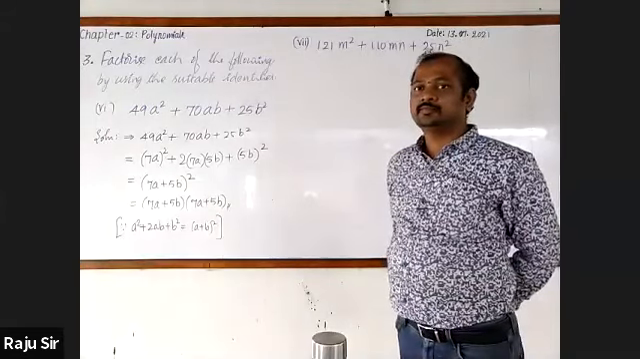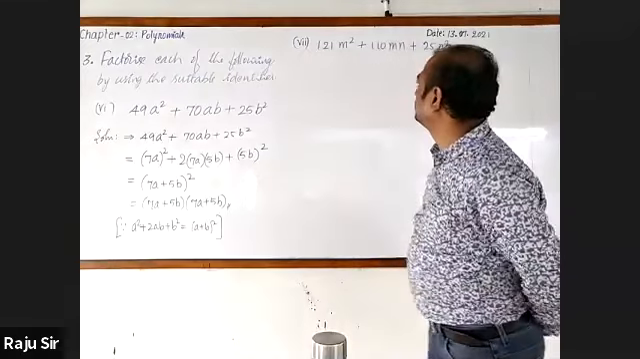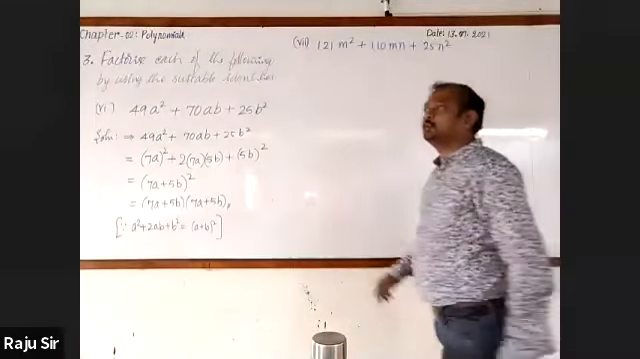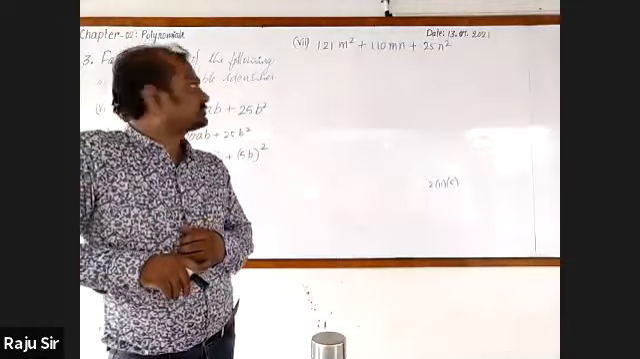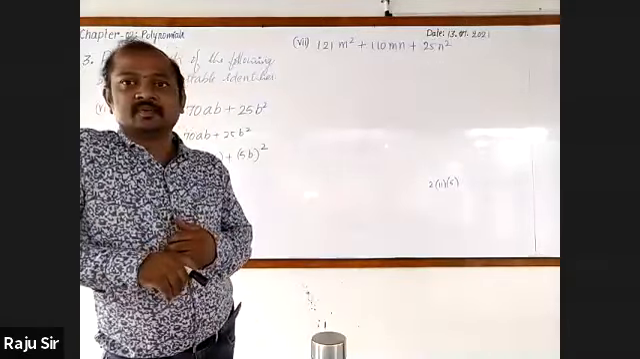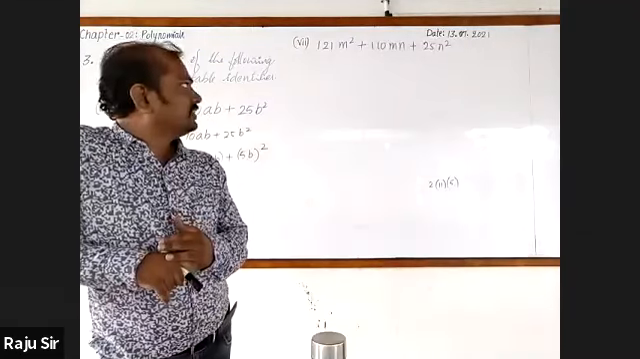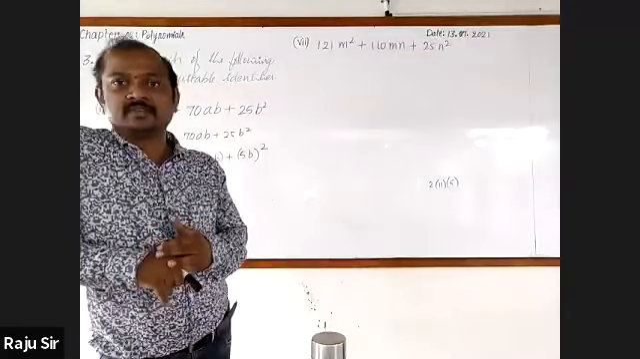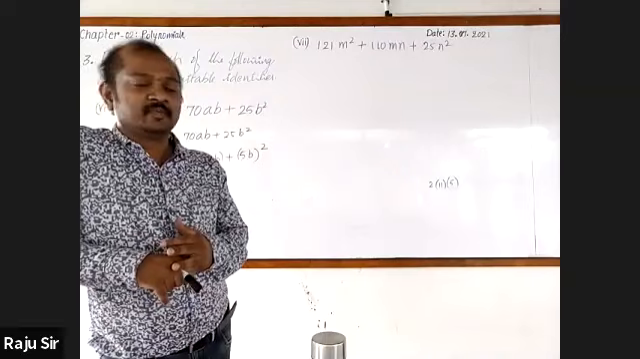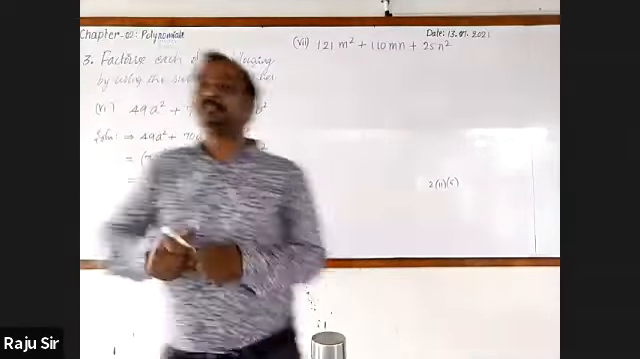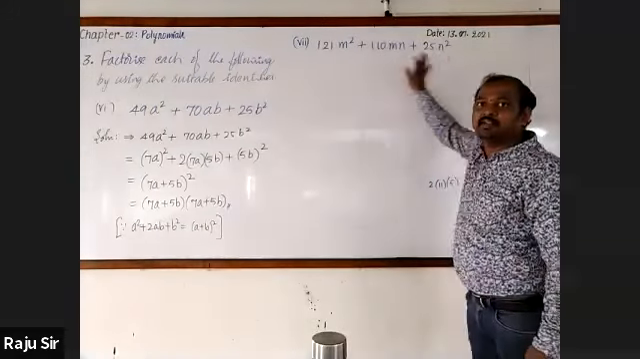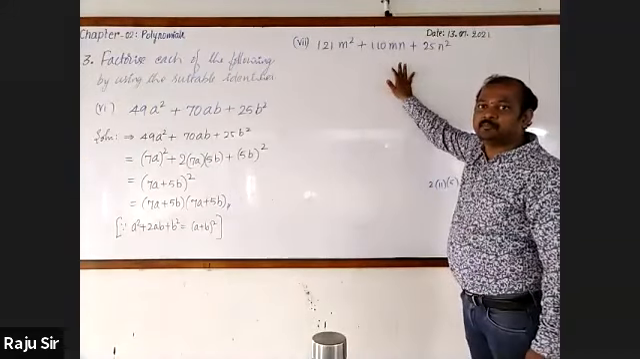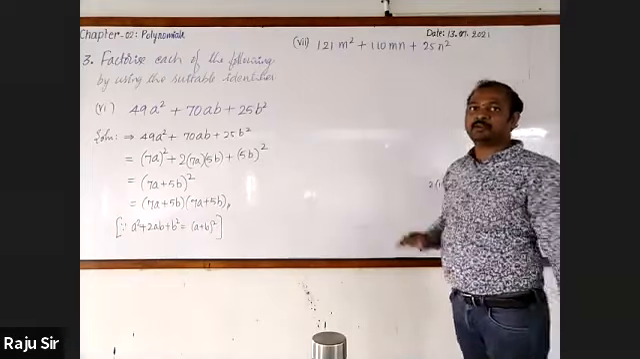Sir, 11m plus 5n whole square. How did you decide that quickly? Sir, 121 is a square of 11 and 25 is a square of 5. Very good. First and last terms I found and made the square. Such a simple one. 11m here, 5n. 11m plus 5n whole square.